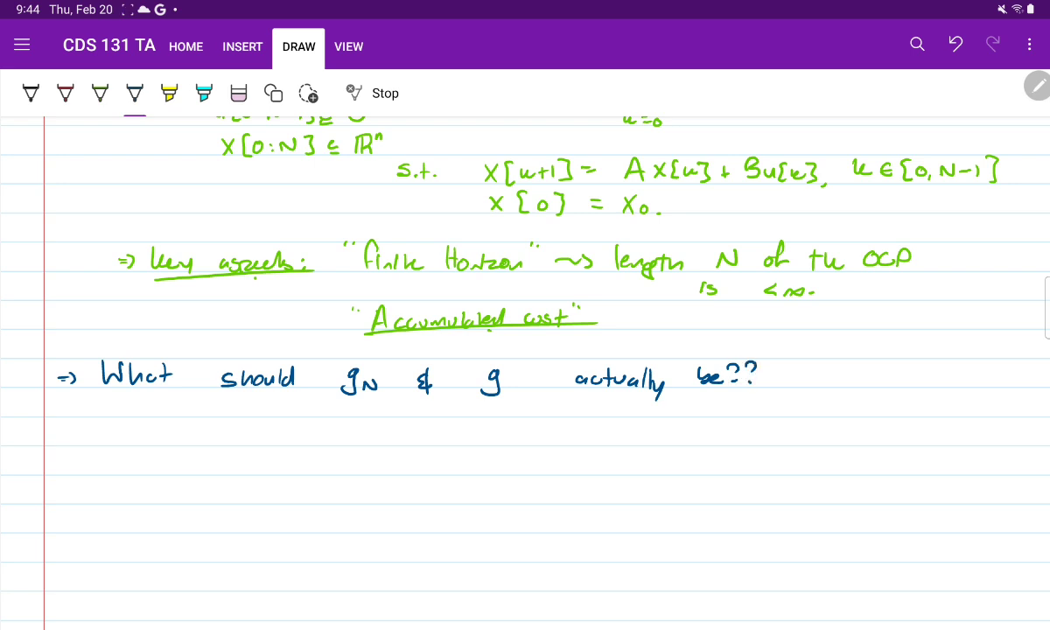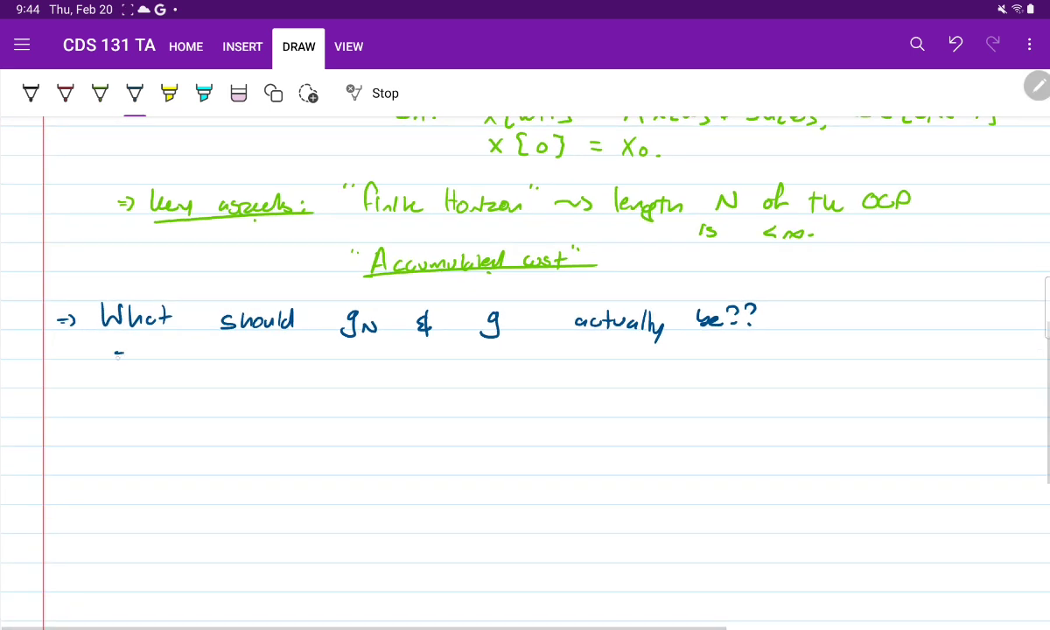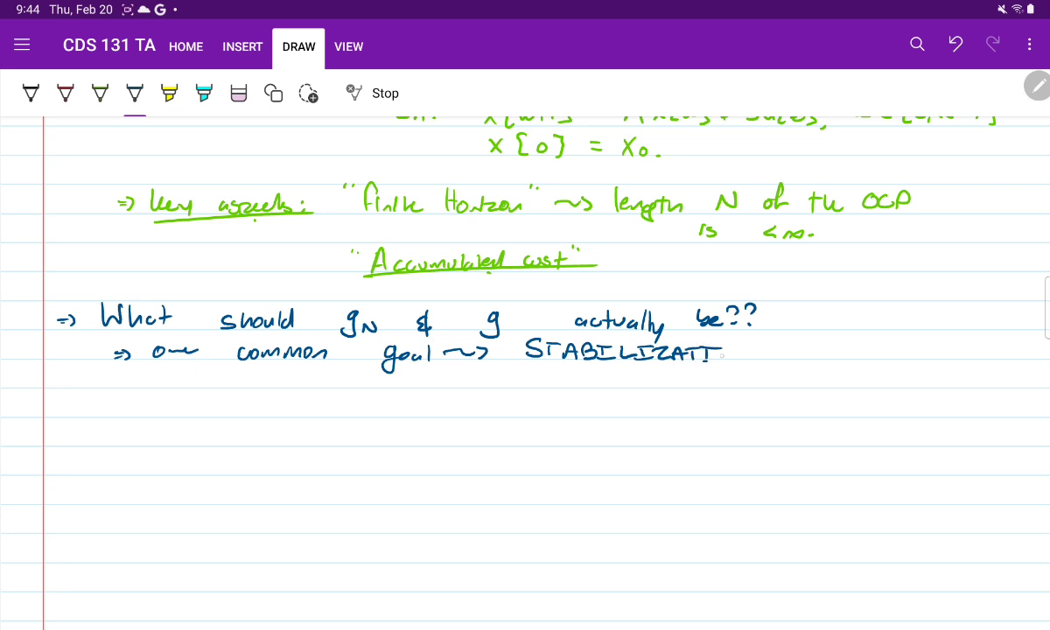So what are some common goals that we have in control theory? What might we like our optimal control problem to emphasize? Well, one common goal is stabilization. So this is sometimes also referred to as regulation.